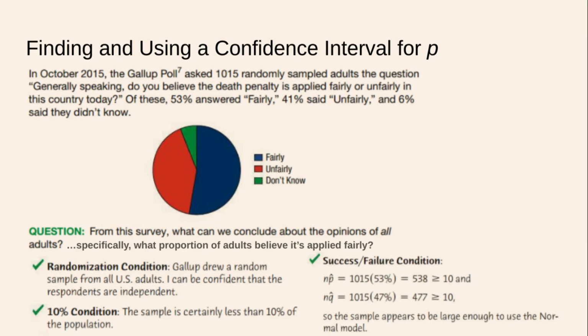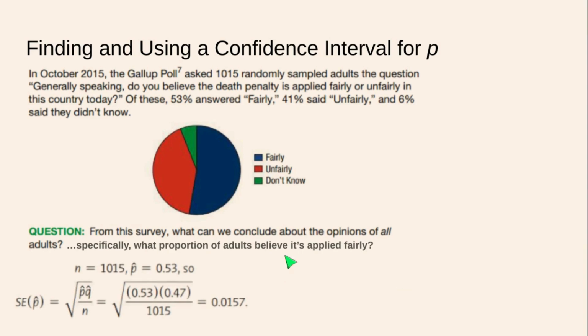Success-fail condition. Let's look at what we've observed. n times p hat. There's our sample. 53% of that is 538. Last I checked, that is bigger than 10. We also observed, that's why we have p hat here, n q hat is equal to 1015 times 47%, 477, which is greater than or equal to 10, last I checked. So our sample does appear to be large enough. n p hat and n q hat are both greater than or equal to 10, so we can use a normal model.